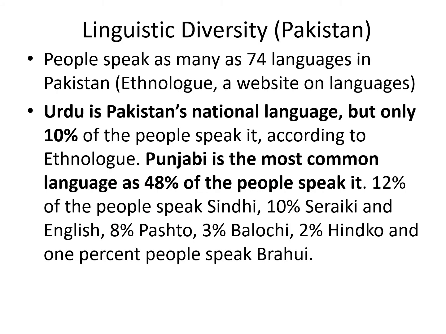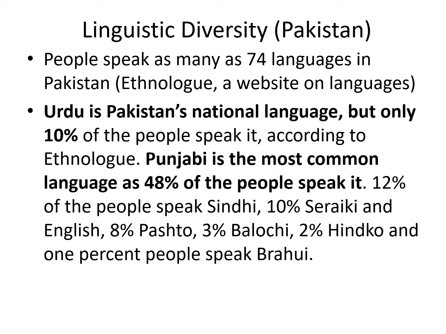Linguistic diversity in Pakistan. People speak as many as 74 languages in Pakistan, or maybe more according to the new census or the new investigation. As I have heard somewhere, more than 80 languages are spoken in Pakistan. Urdu is Pakistan's national language, but only 10% of the people speak it, according to Ethnologue. Punjabi is the most common language. 48% of people speak it.